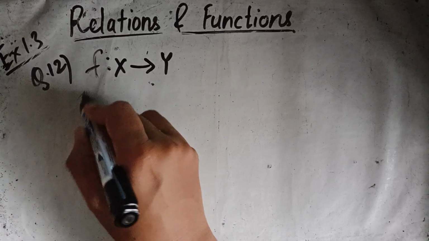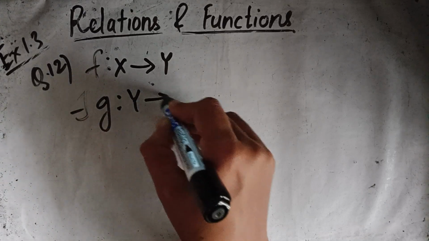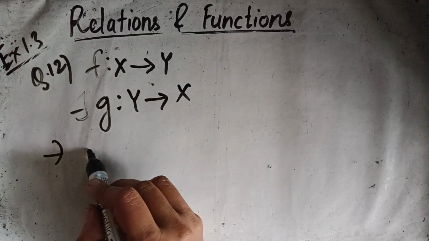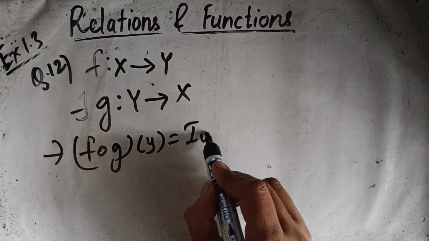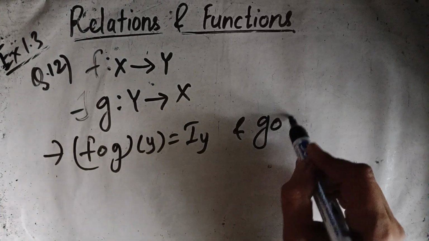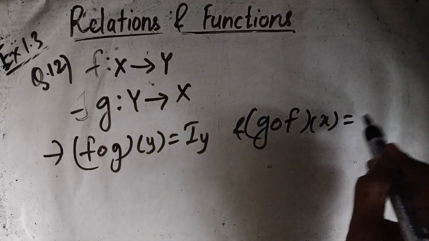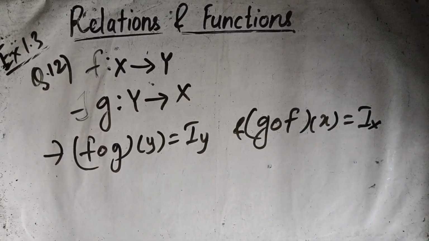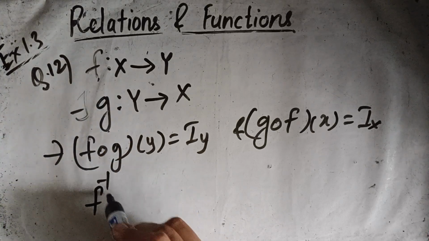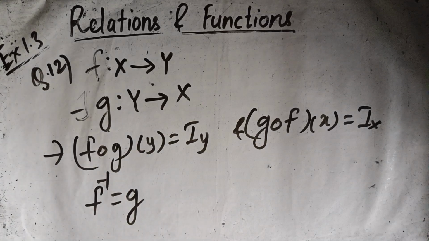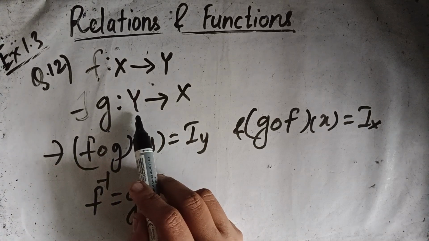Invertible means what? There exists G from Y to X such that F composite G is I of Y and G composite F is I of X. Right? And this G is your inverse of F. So F inverse is G, and this G function is defined from Y to X.